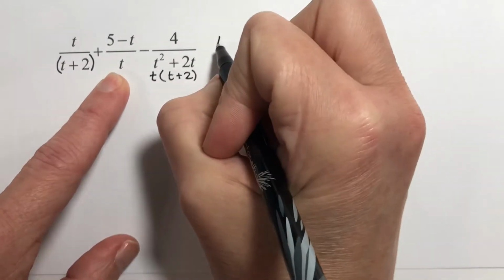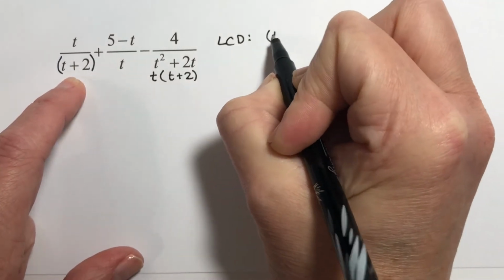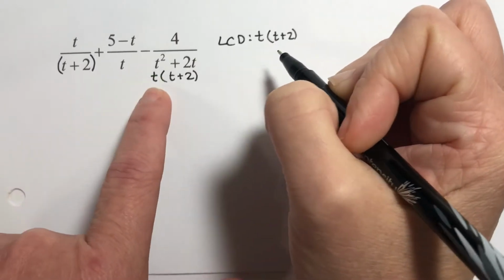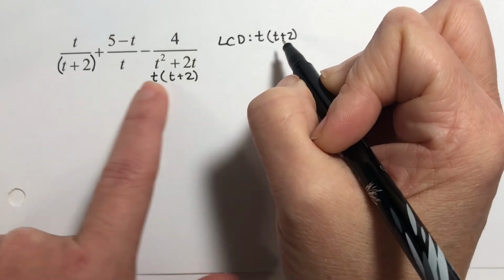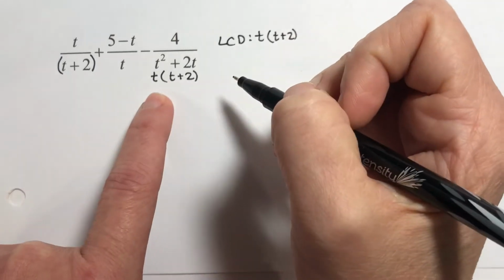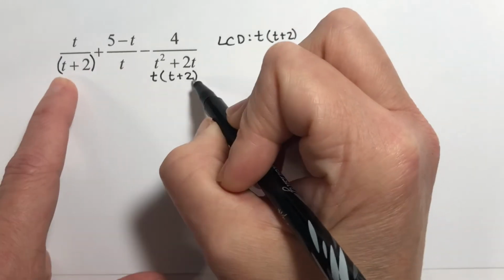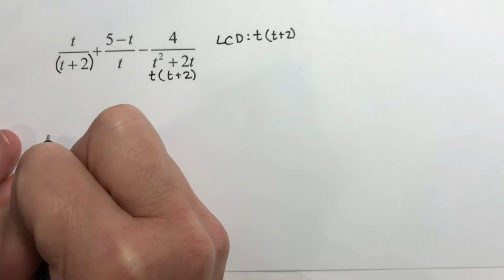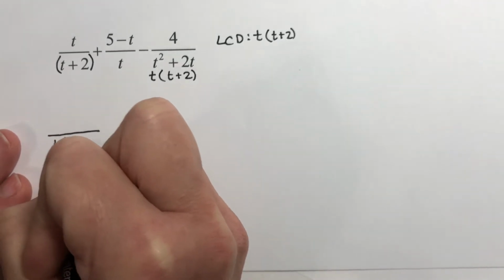So my LCD, I'm going to write down every factor. I need a t plus 2 factor, I need a t factor, and I need a t and a t plus 2. The largest exponent that appears on any of these in factored form is a 1. So that's t to the first power here and here, t plus 2 to the first power here and here. So this is my LCD. I need to rewrite all of these 3 fractions with this new denominator.